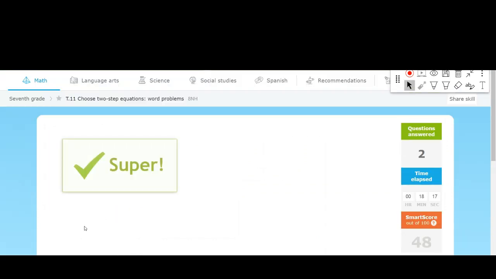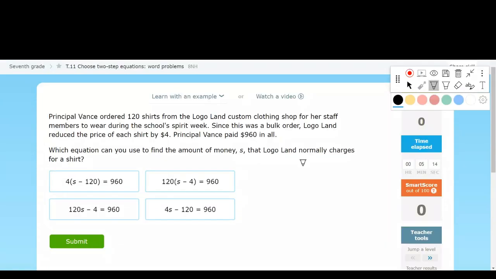Here's another problem. Principal Vance ordered 120 shirts from the Logoland custom clothing shop for her staff members to wear during the school's Spirit Week. Since this was a bulk order, Logoland reduced the price of each shirt by $4. Principal Vance paid $960 in all. Which equation can we use to find the amount of money s that Logoland normally charges for a shirt? Well, let's talk about our variable here.